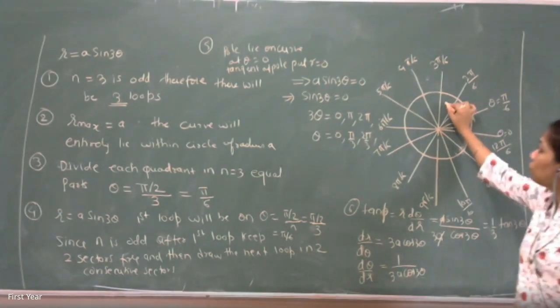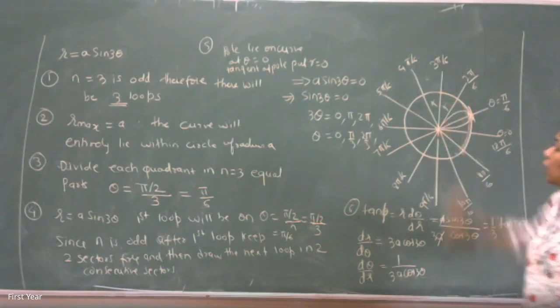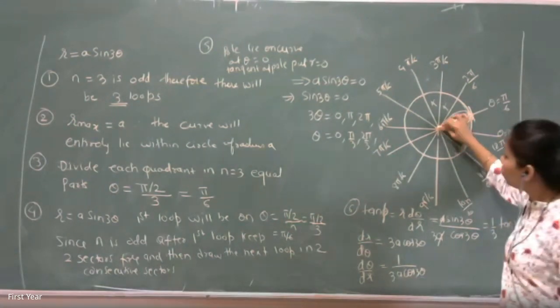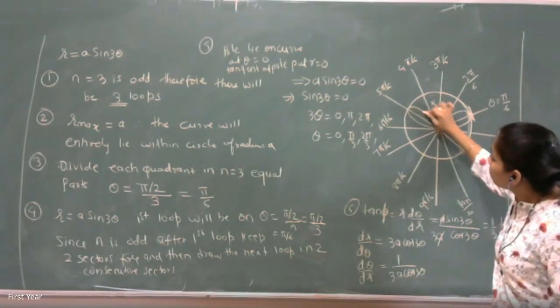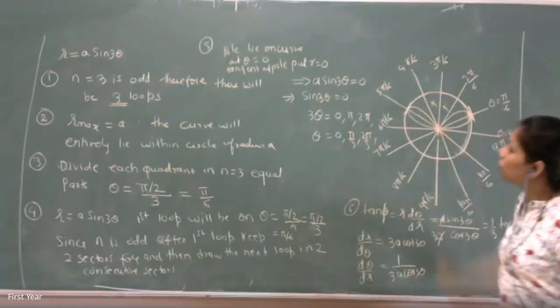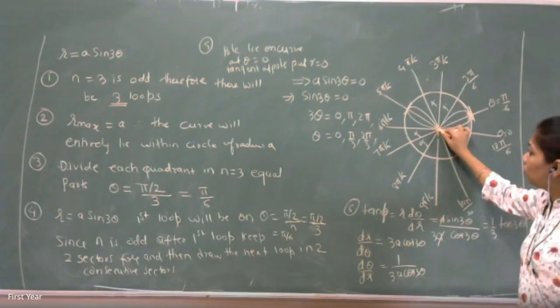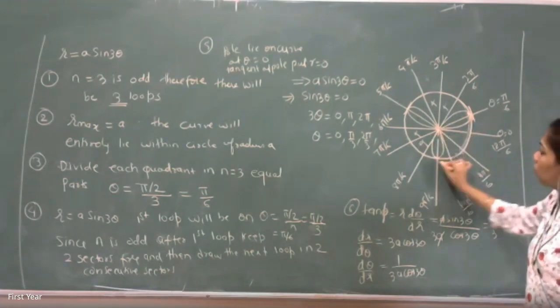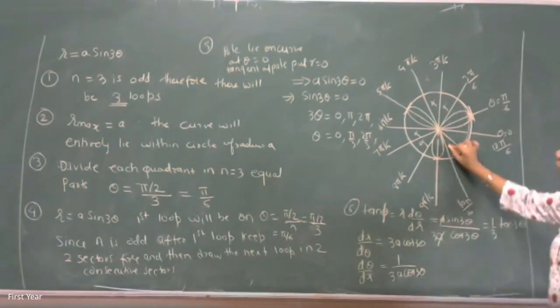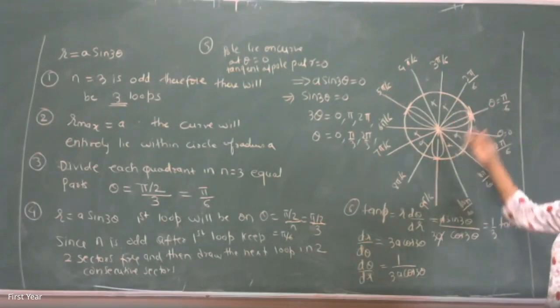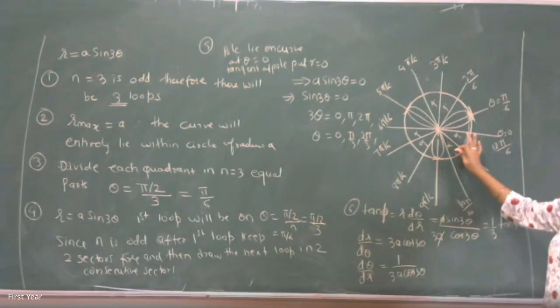Since n is odd, you try to skip the next 2 sectors. So these 2 sectors will be kept free. Then we draw the loop here. So the loop is here. Again, try to draw the tangent. Then keep the next 2 sectors free and draw the loop here. And this is your tangent. Keep the next 2 sectors free. Since I have come back to the same loop once again, repetition will be there. That means here you have to stop.